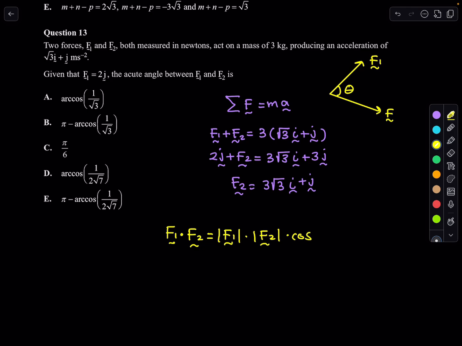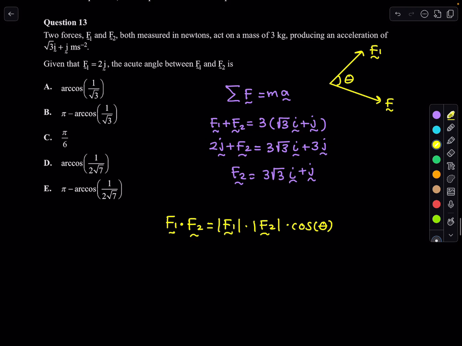This is how we're going to get our angle between them. We're going to use this. That's our goal. First we're going to multiply, of course, the dot product of F1 and F2. Well, that's easy, because this one only has j. So what's 2 times 1? It's just 2. So the dot product is 2.